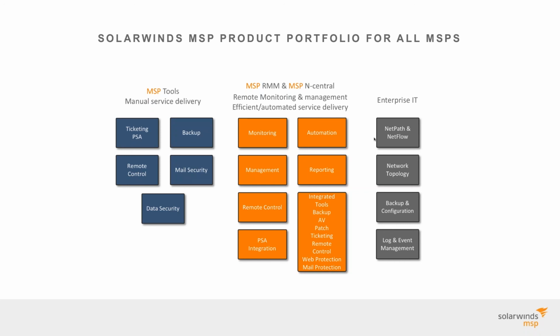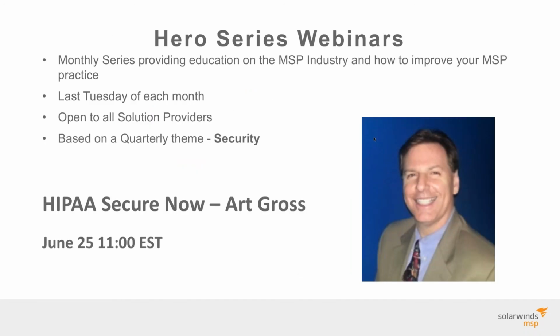If you want to just go to the next slide for me, Eric. I want to talk a little bit about where we're going next month. So as I mentioned at the outset, the Hero Series webinars are really based upon a quarterly theme. This quarter's theme is security. It's open to all solution providers. It's usually the last Tuesday of the month, although I'm sure someone's going to point out that, hey, Kelly, today's Thursday. So we bumped it by a couple of days just because of scheduling issues.